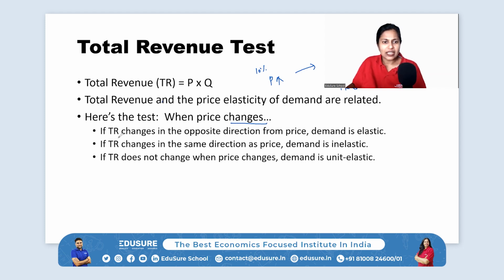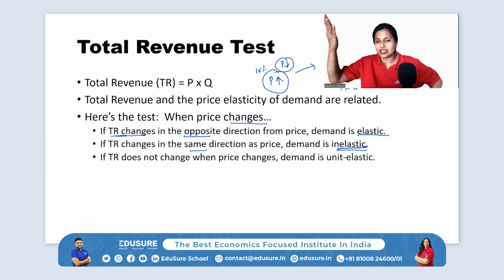If price changes and the total revenue changes in the same direction, the good is inelastic. So if price increases and total revenue increases, the good is inelastic. Or if price falls and the total revenue falls, then the good is inelastic. If price changes and the total revenue changes in the opposite direction, the demand is elastic. So if price fell and total revenue actually rose, your good was elastic. When price fell, people started buying more of the good. And the third is if total revenue does not change, then it is unitary elastic.